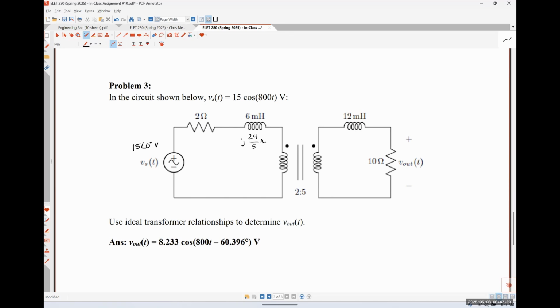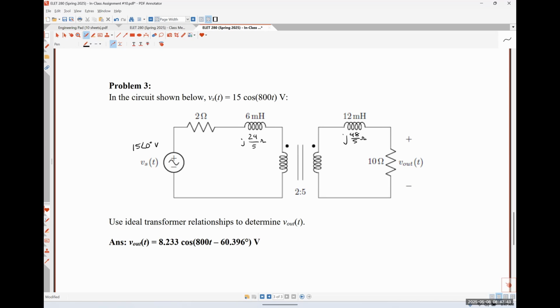What's our 12 millihenry inductor going to look like? So there's nothing wrong with that, but since 12 is twice as large as 6, we could just double that impedance and get it without having to do much thought. So that would just be J 48 over 5 ohms. Okay.